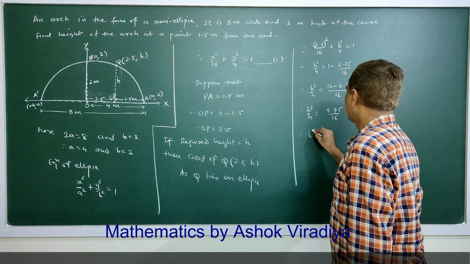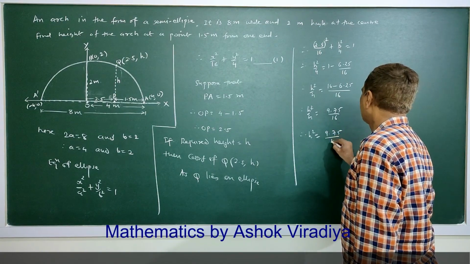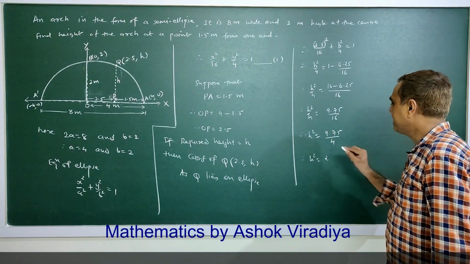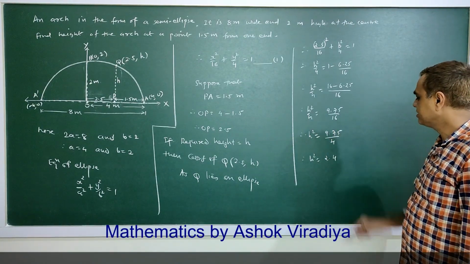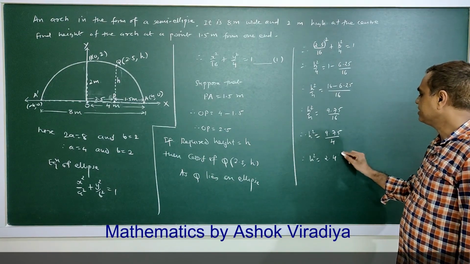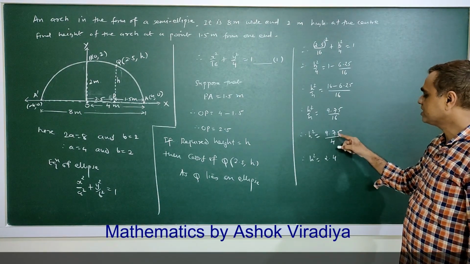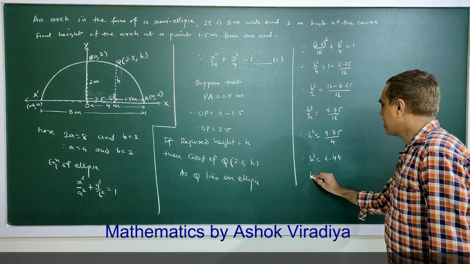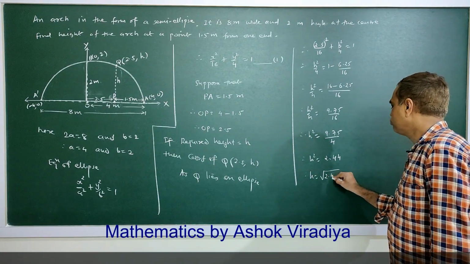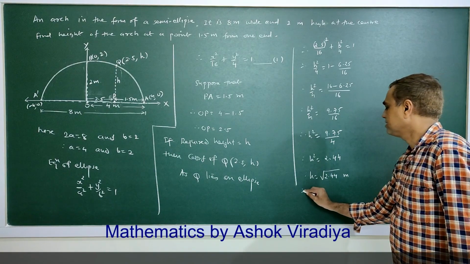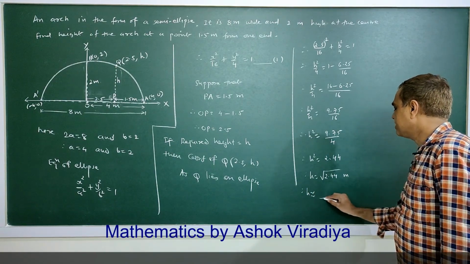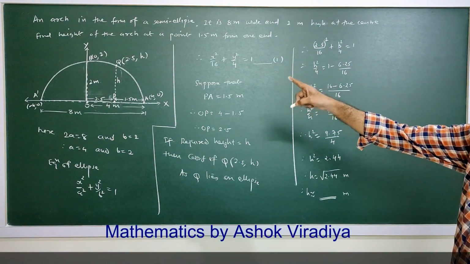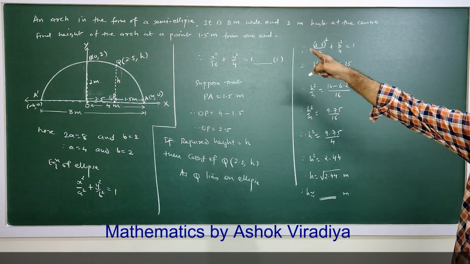So therefore h square is 9.75 upon 4. So h square is equal to 4 into 2 is 8, 4 into 4 is 16, 4 into 4 is 16, 1 is left, its approximate value is 2.44. So therefore h is the square root of 2.44 meter. We can calculate its approximate value using a calculator. So this is the height of the arch at a point which is 1.5 meter from one end.